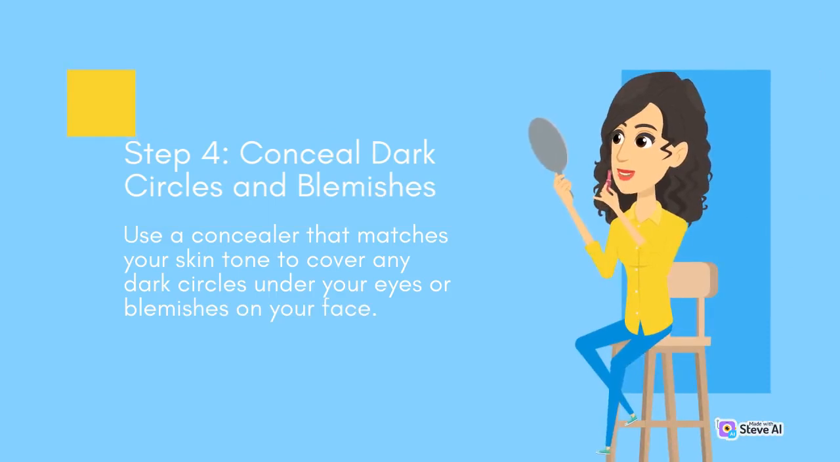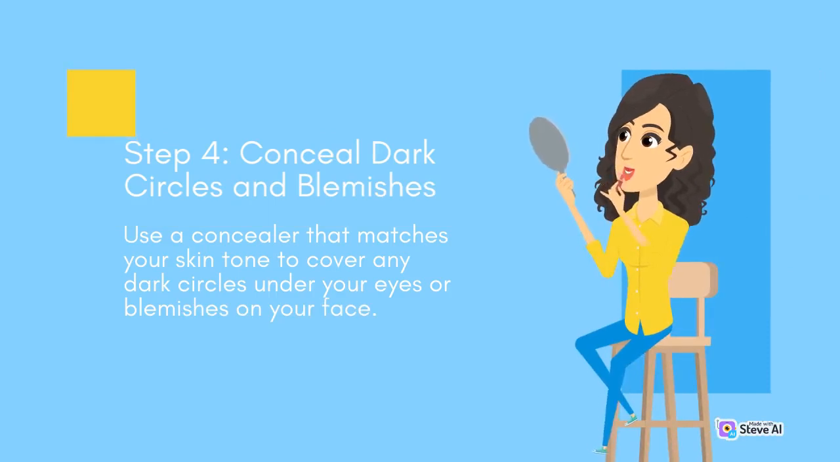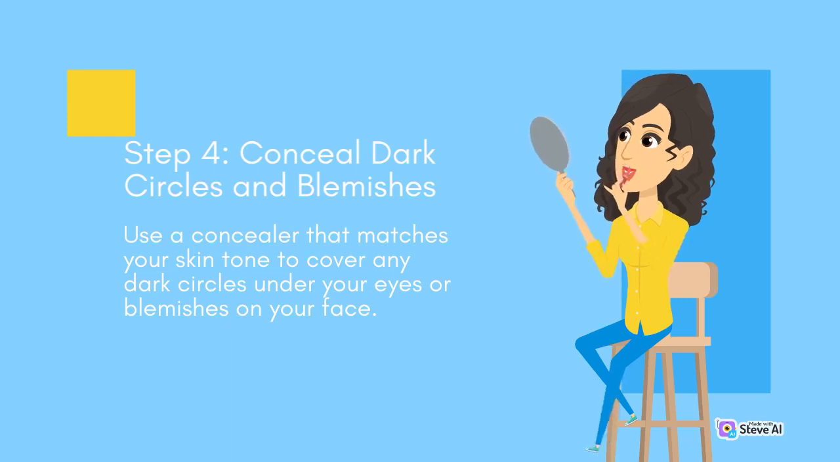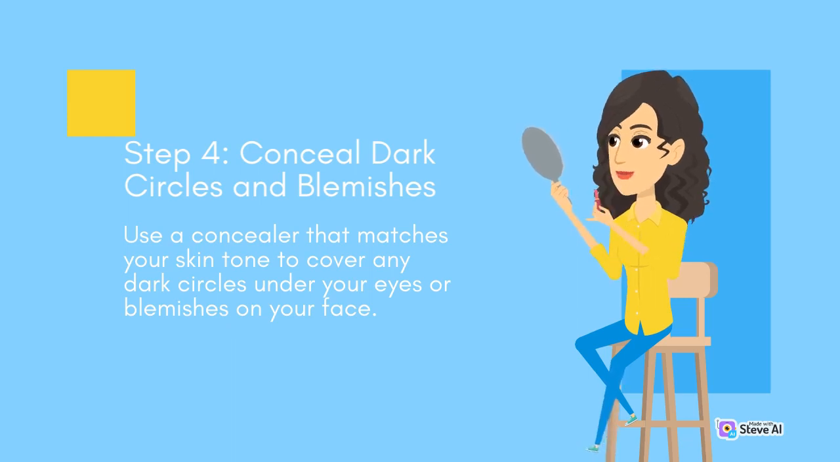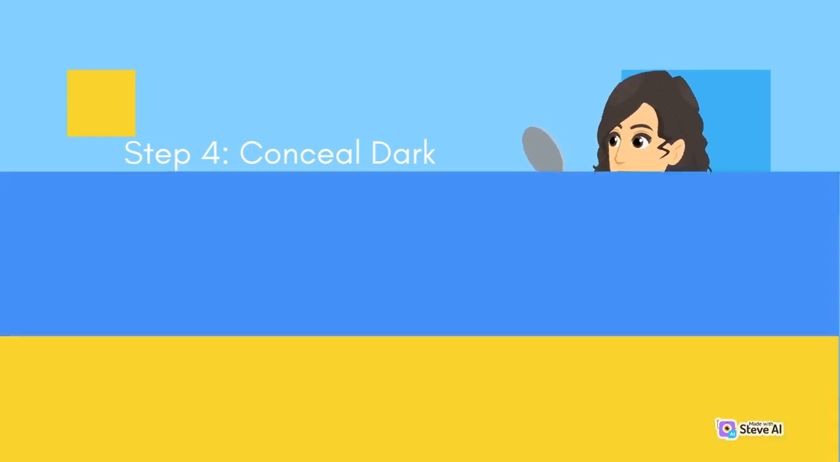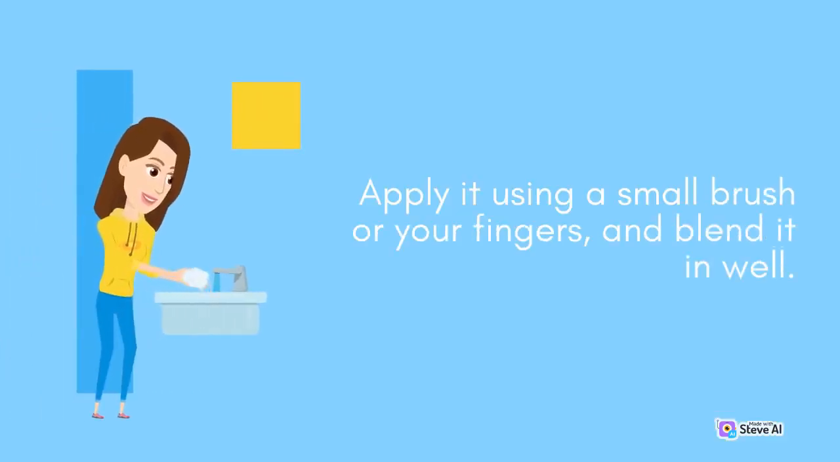Step 4. Conceal dark circles and blemishes. Use a concealer that matches your skin tone to cover any dark circles under your eyes or blemishes on your face. Apply it using a small brush or your fingers, and blend it in well.